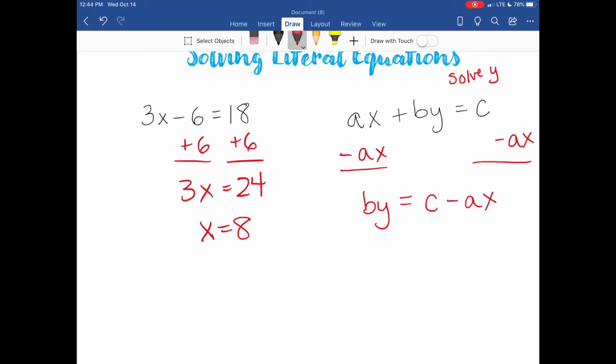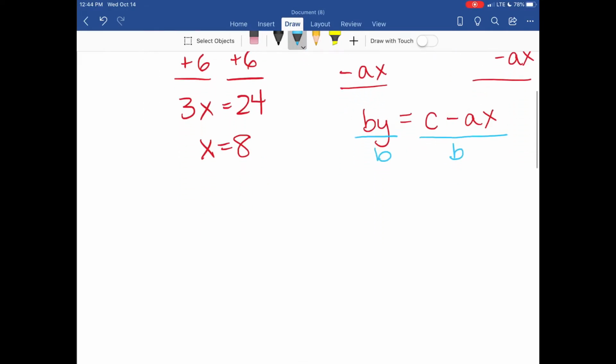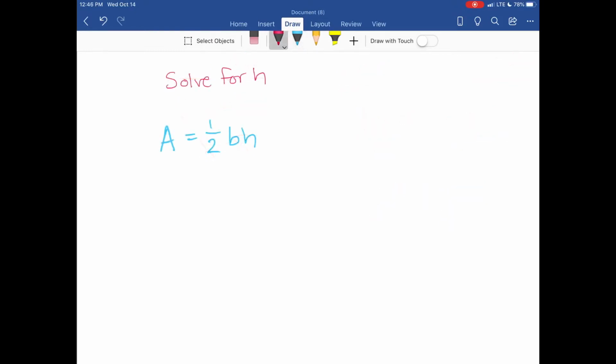So what would the next step be in that problem? Well, we want y by itself, and it's presently being multiplied by b, so we're going to divide all of the terms, the left side and the right side, by b. And that leaves us with y on the left side, and we can keep the right side in this notation. So we would then say our solution for y is c minus ax all over b.